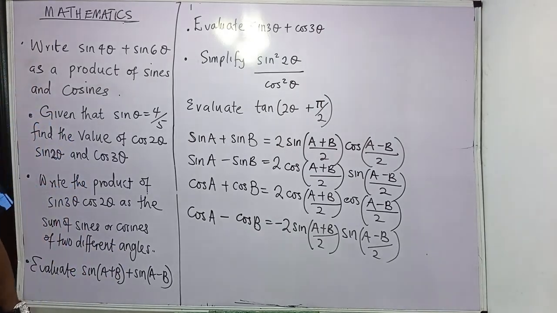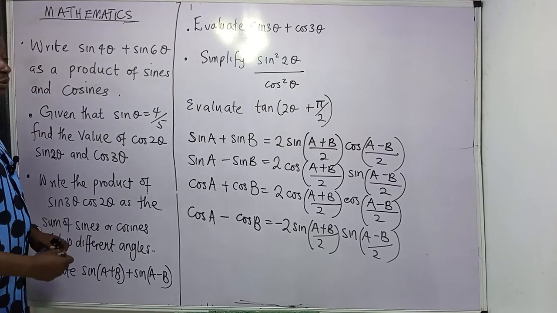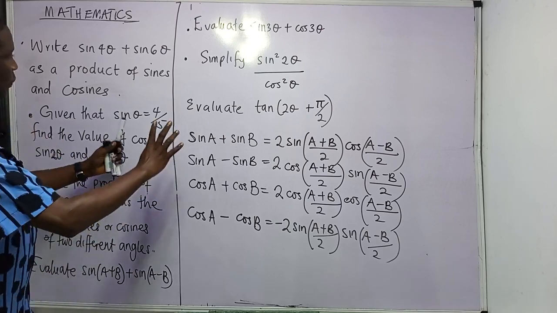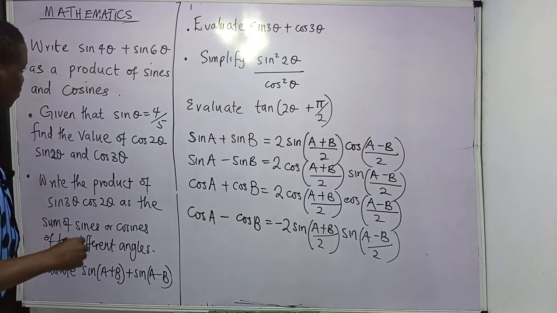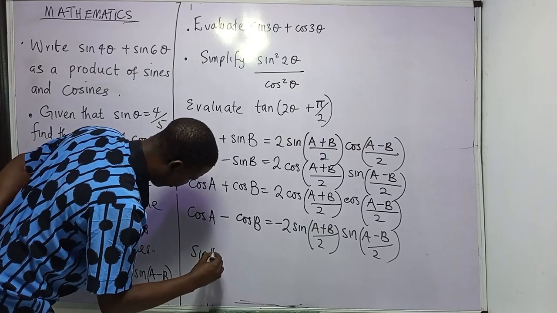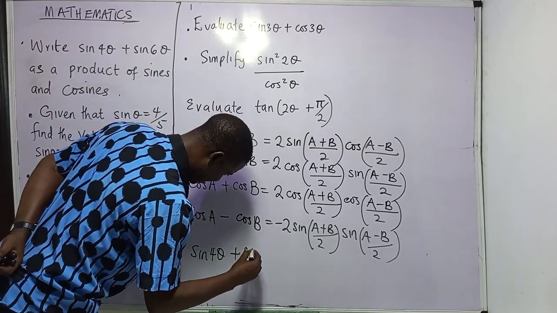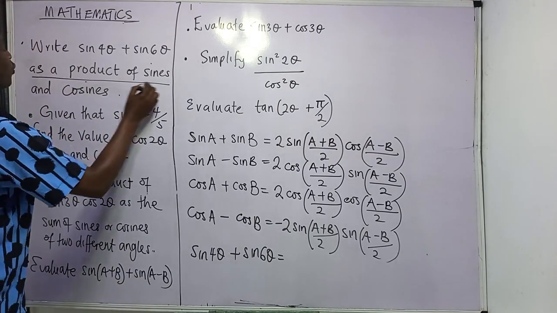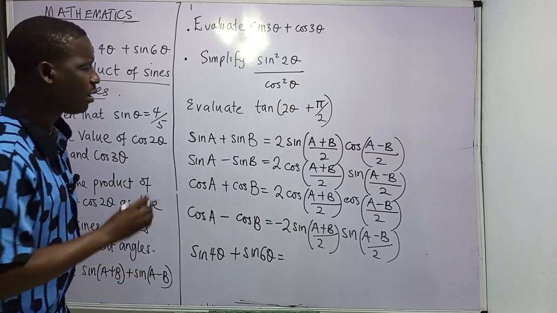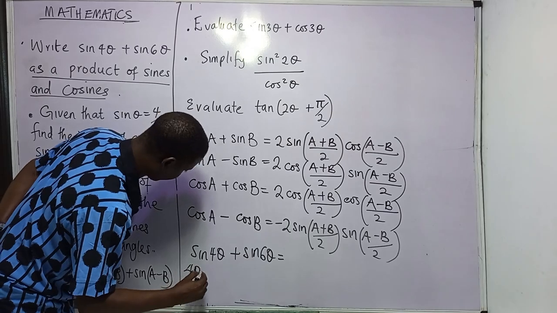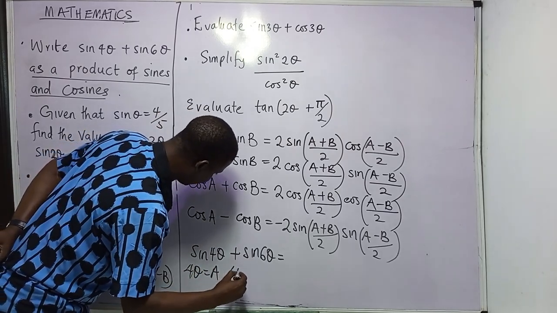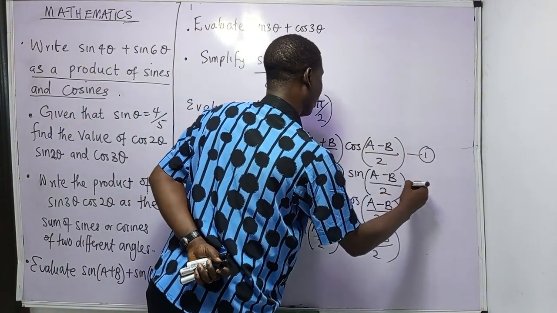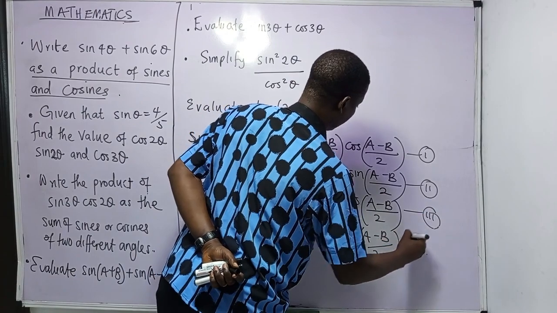Now, having gotten that, what I want to do is use it to solve this problem. Question 1 says sine 4 theta plus sine 6 theta is equal to what? They say we should express it as a product of sines and cos. So our 4 theta is like our A, our 6 theta is B. So we'll put it in the first formula, the first equation.